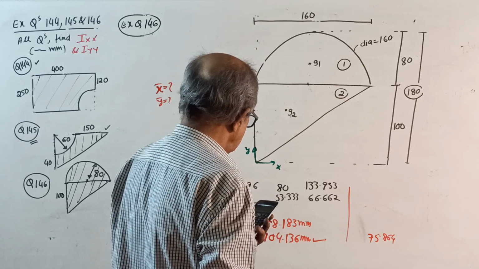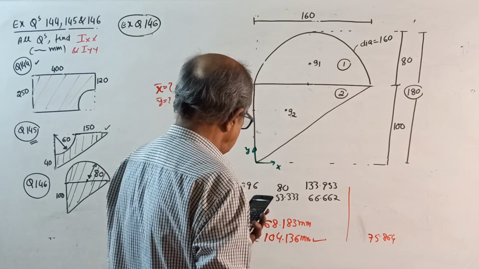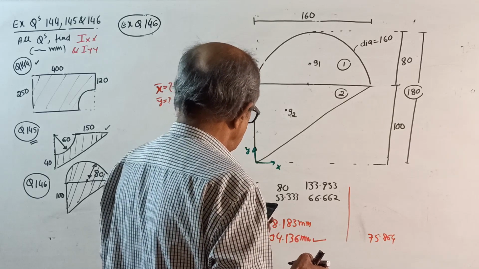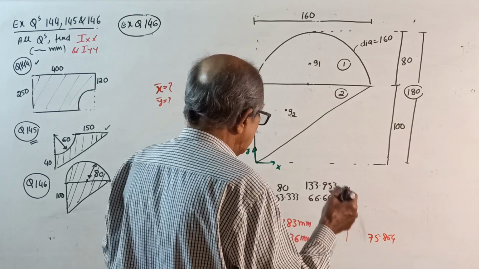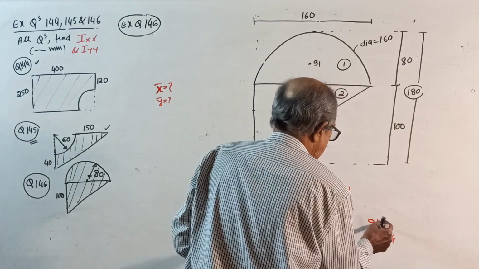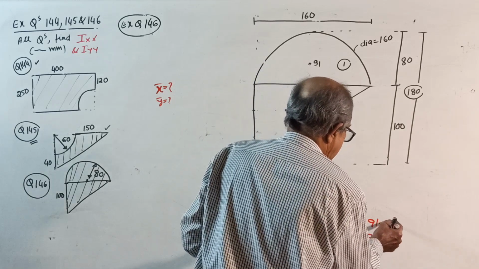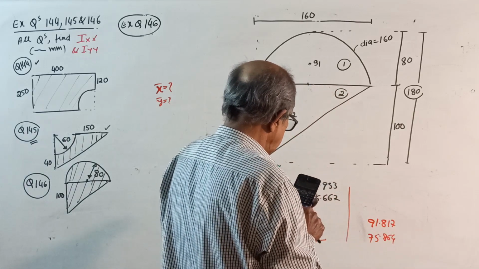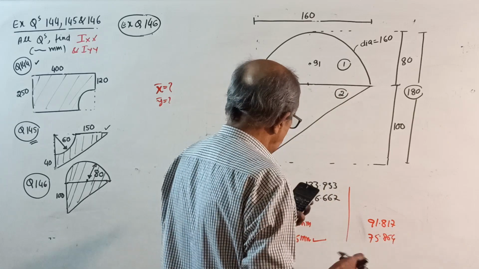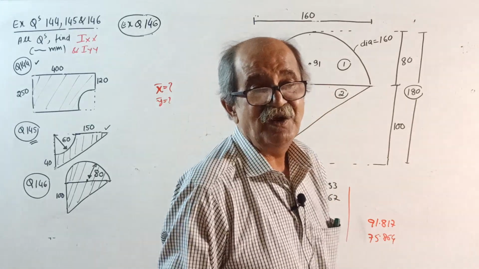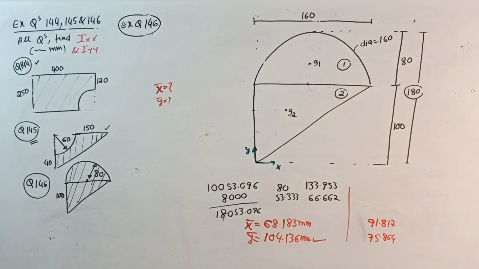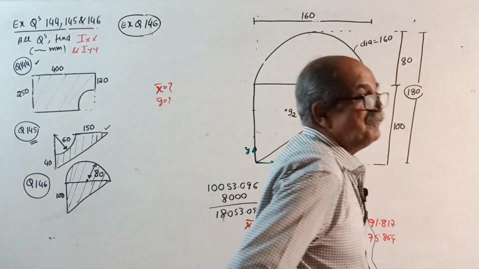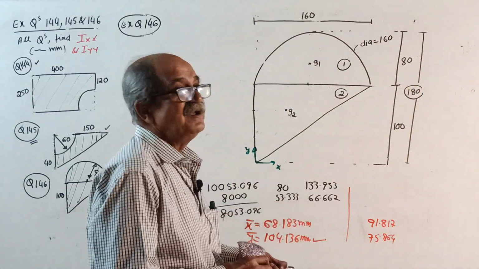91.8. I don't know what is the problem with the calculator. Oh, correct actually. 91.817. 91.817 minus 160 is 68. Oh, I am unnecessarily wasting time. It is correct actually. Okay. Correct.